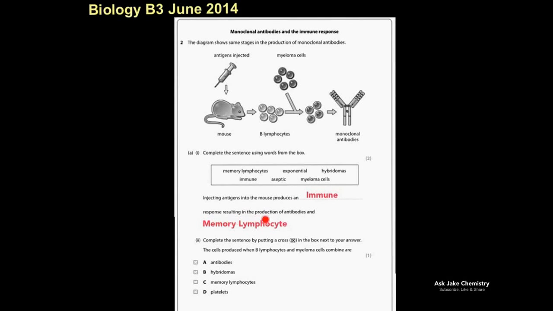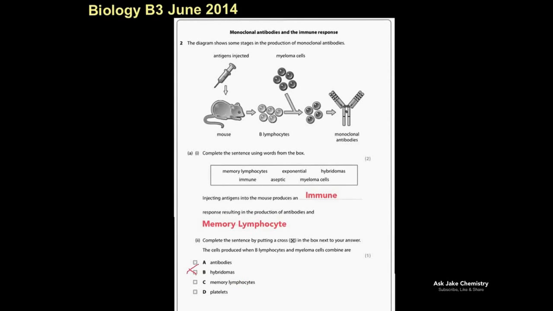Resulting in production of antibodies and memory lymphocytes. They're very nice for giving you the actual possible answers, which is pretty good because sometimes they don't. The next question says, complete the sentence by putting a cross in the box next to your answer. The cells produced by B lymphocytes and the myeloma cells combined are antibodies, hybridomas, memory lymphocytes, or platelets. And the answer is hybridoma.